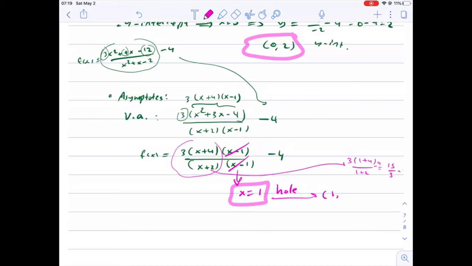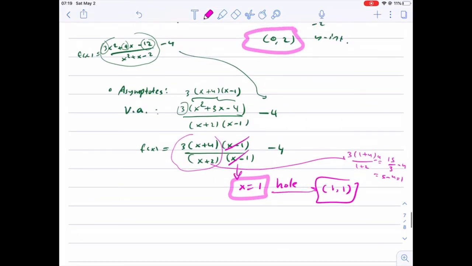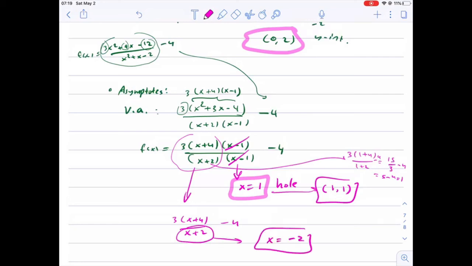15 over 3 minus 4, and that's 5 minus 4 equals 1. So 1, 1 is the whole. Now what is the vertical asymptote? After cancelling x minus 1, we get 3 times x plus 4 over x plus 2 minus 4. So what is the value of x that makes the denominator equal to 0? It's x equals negative 2, and this is written in the lowest term, so this is a vertical asymptote.